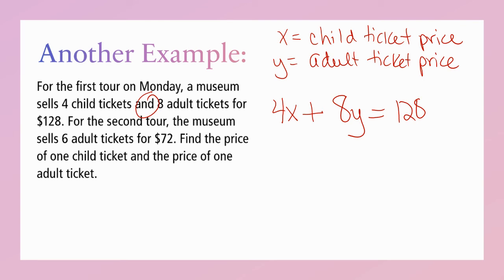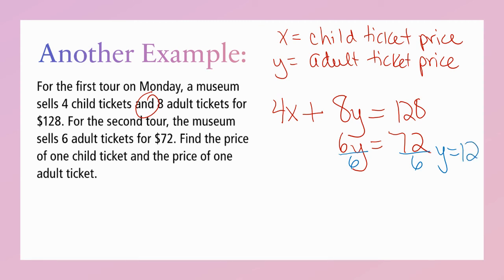Then they say the second tour, we have 6 adult tickets. So adult tickets is y. Earn them $72. Find the pricing. I'm going to start down here with the 6y equals 72. We get y alone by dividing by 6 on both sides. And we get y is equal to 12.